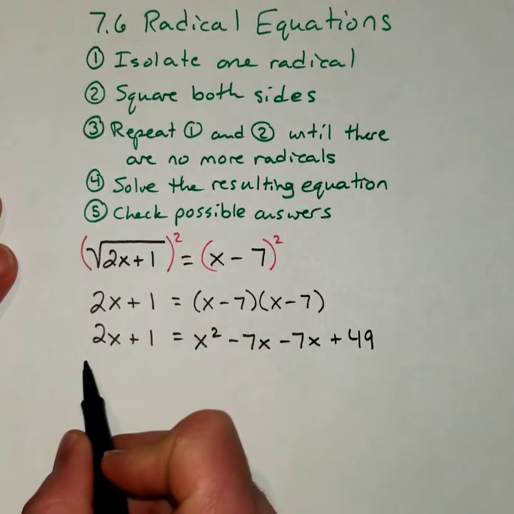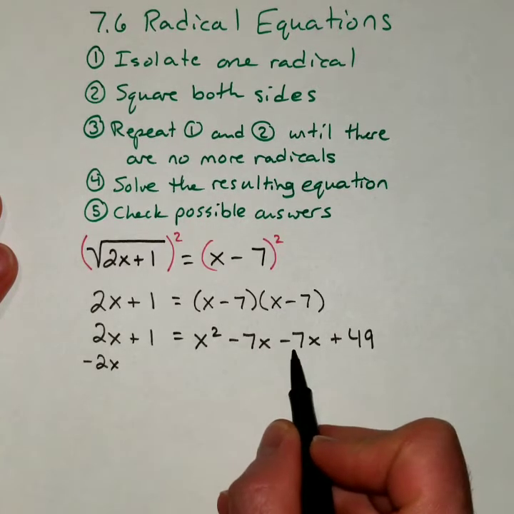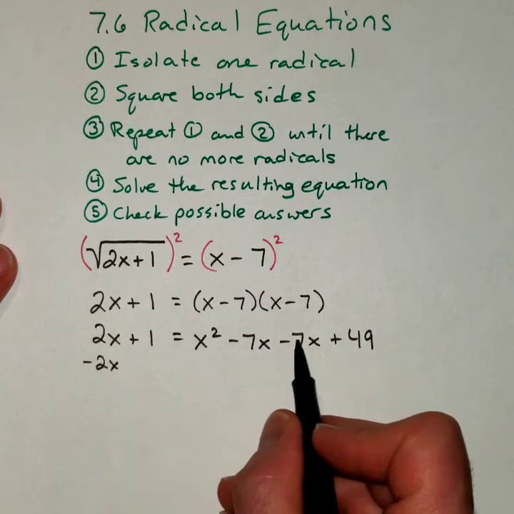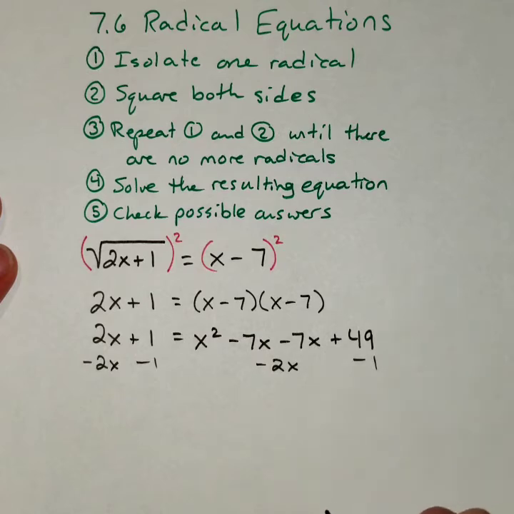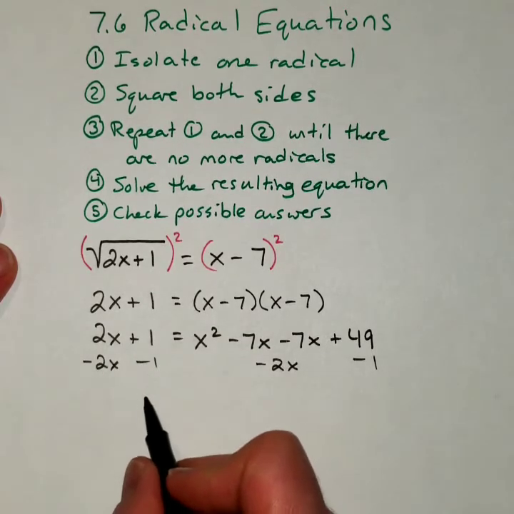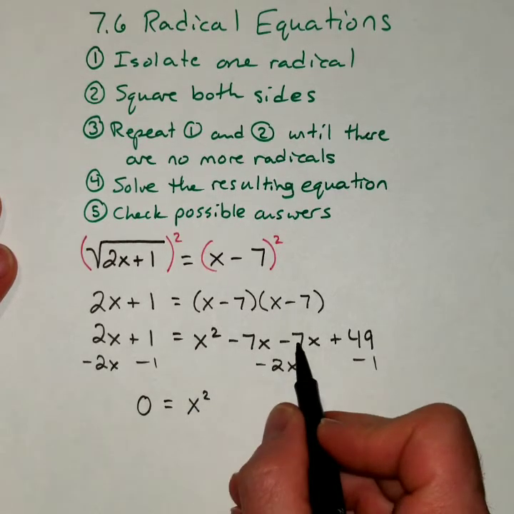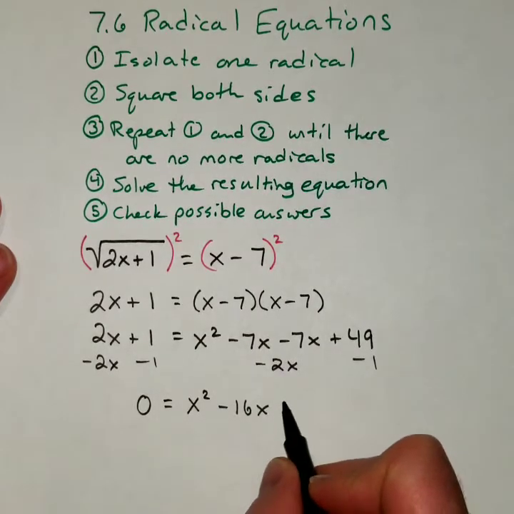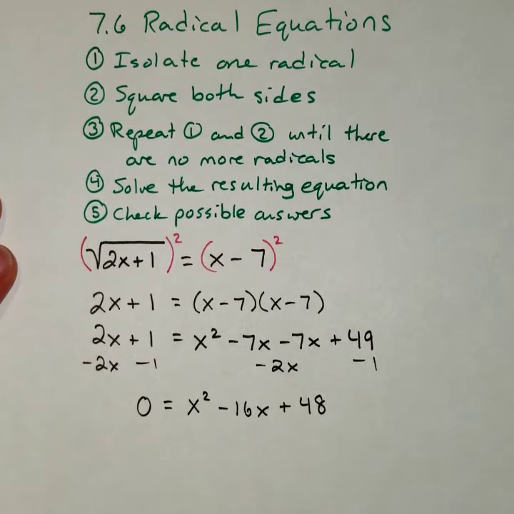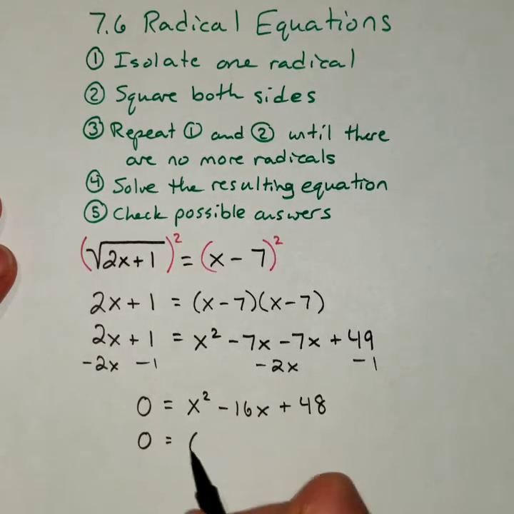This was the end of chapter 5, section 7, where we did this. And so I need to get a 0 on this side, so I'm going to subtract the 2x. Now I could also combine these, so this is actually going to be negative 14 minus a 2x. So I'm just going to throw them all together at the same time. So I get the 0 on the left, and we're going to get an x squared. Negative 14 minus 2 is negative 16. And then this is a 48, right, 49 minus 1.